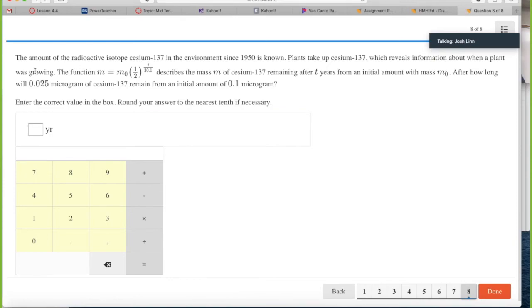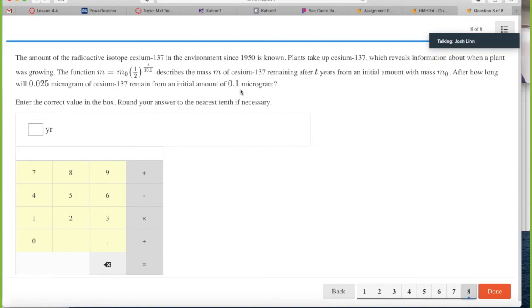So the amount of radioactive isotope cesium-137 in the environment since 1950 is known. Plants take up cesium-137, which reveals information about when a plant was growing. The function m equals m naught times 1/2 and other stuff describes the mass m of cesium-137 remaining after t years, there's your t, from the initial amount mass naught. After how long will that many micrograms of cesium remain from an initial amount of 0.1 microgram?